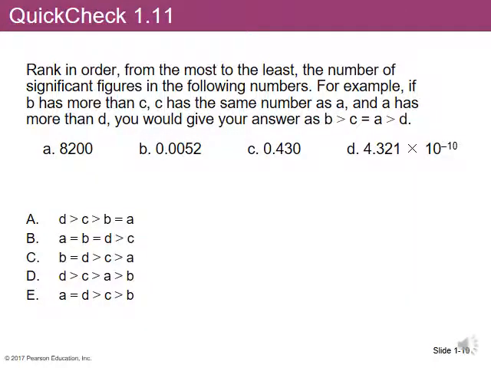So let's finish up this lecture with a quick question. We're going to try to put in order from the most significant figures to the least, the number of significant figures in each of the following numbers. Some of them may be equal. So let's think about this for a minute. I'll give you a few minutes to look at it and see what you can come up with, and then we'll discuss it. So think about this for just a few seconds.